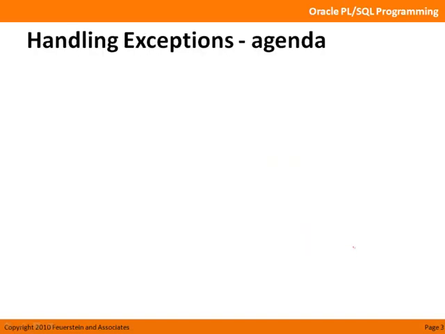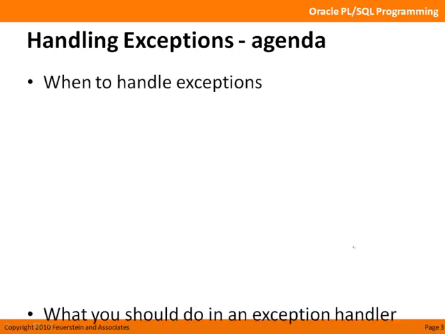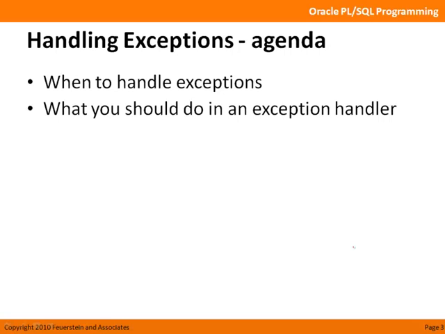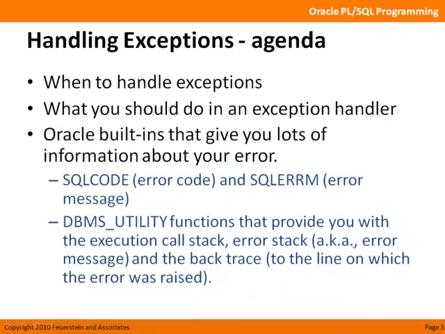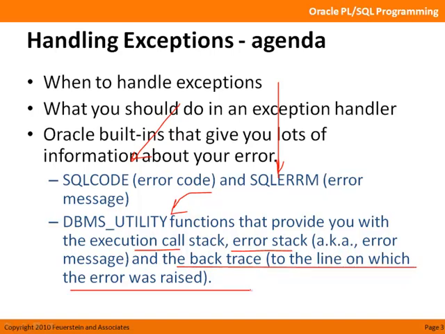However, in this video we're going to talk about handling exceptions, and I'll start by talking about when to handle exceptions. We'll move on to what you should do inside an exception handler, and most of the session will be focused on Oracle built-in functions that give you lots of information about your error and the error situation. You can get the error code with the SQLCODE function, SQLERRM to retrieve the error message, and then there are several more critical and useful DBMS_UTILITY functions that give you the execution call stack, the error stack, which is another form of the error message, and the backtrace, which means the line on which the error was raised. So we'll look at each of those in a lot of detail.